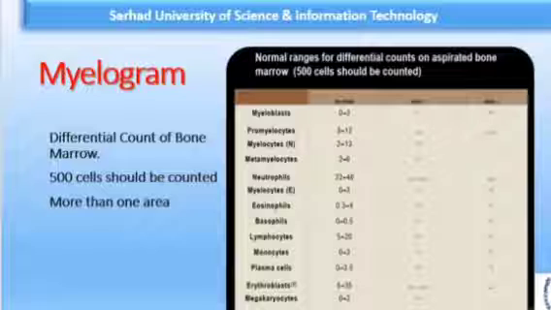However, all stages of erythroblast are counted collectively. At least 500 cells should be counted. It is preferable that the differential count should be performed in more than one randomly selected area. The differential count of a bone marrow smear is called a myelogram, and the differential count of a peripheral smear is called DLC, that is differential leukocyte count.